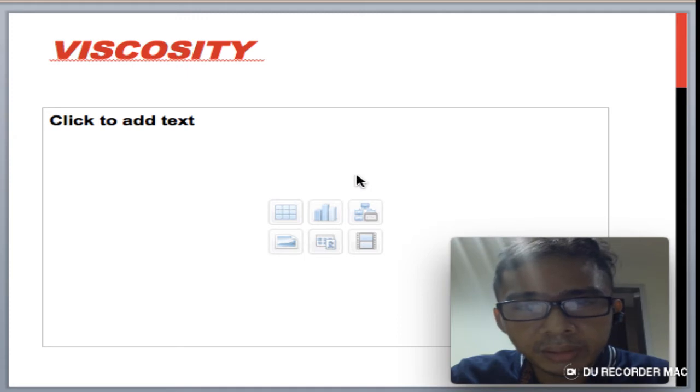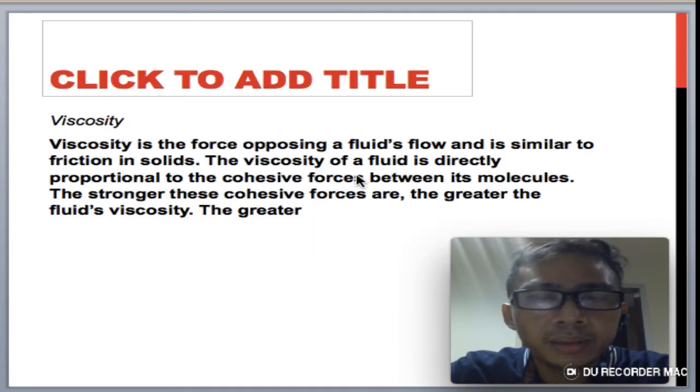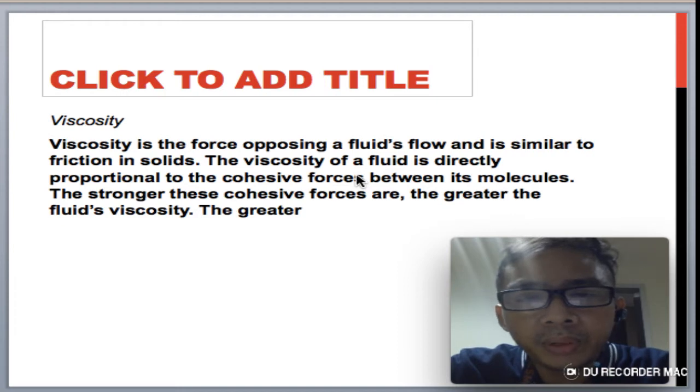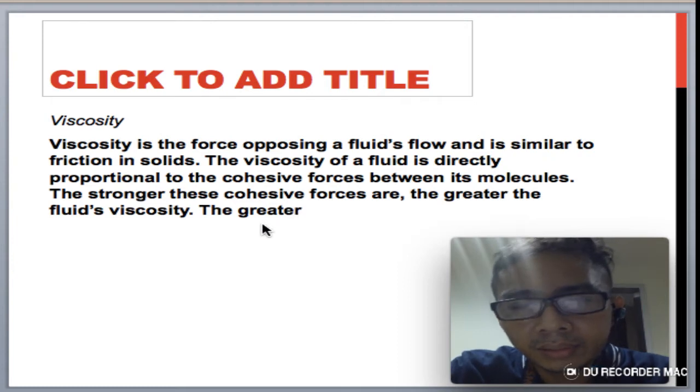So viscosity, we define viscosity as the force opposing a fluid's flow and is similar to friction in solids. So the viscosity of a fluid is directly proportional to the cohesive forces between its molecules. The stronger these cohesive forces are, the greater the fluid's viscosity. So remember that definition.